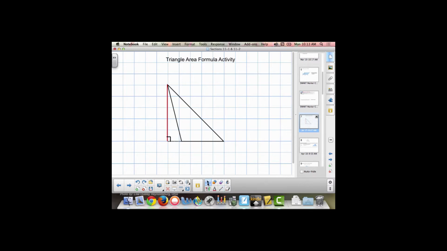Now what I'm going to do is take that triangle and make another one, and I'm going to flip that and match these two up. Now what I want you to think about is what kind of figure do I have here with the two triangles put together, and how does that help me figure out the area of each individual triangle? Remember, since I made an exact copy of the other triangle, these two triangles are congruent.